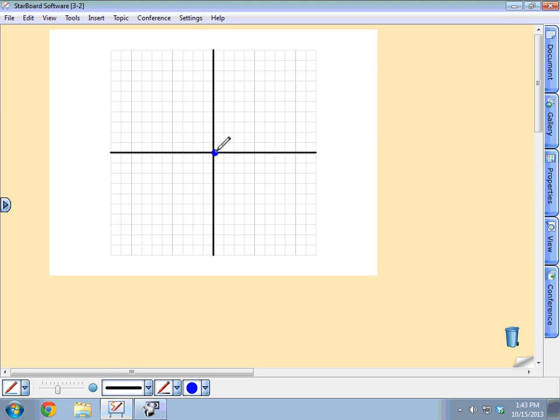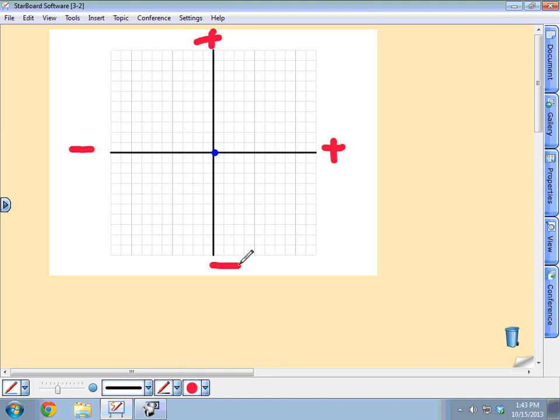The coordinate points go over from the origin, and again, I hope this is review for most of you, but it goes over in the positive direction to the right and the negative direction to the left. The y-coordinates go in the positive direction vertically and the negative numbers go down vertically.